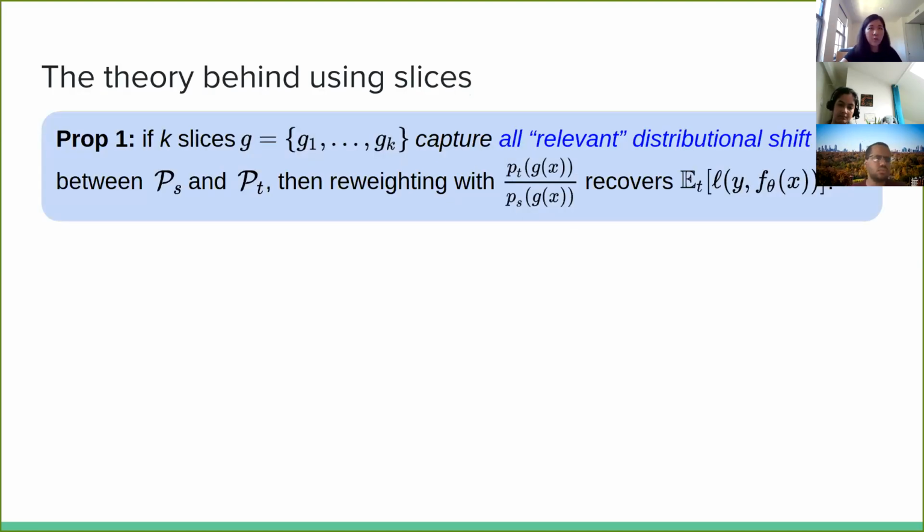So critically, how well Mandoline works, of course, depends on what properties these slices have. And in the toy example I'm suggesting, we'll want these slices to be important and not irrelevant, basically. And so we can show that if these slices capture all axes along which distribution shift relevant to the task occurs, then importance weighting with slices will yield a good estimate of the model performance on the target distribution.